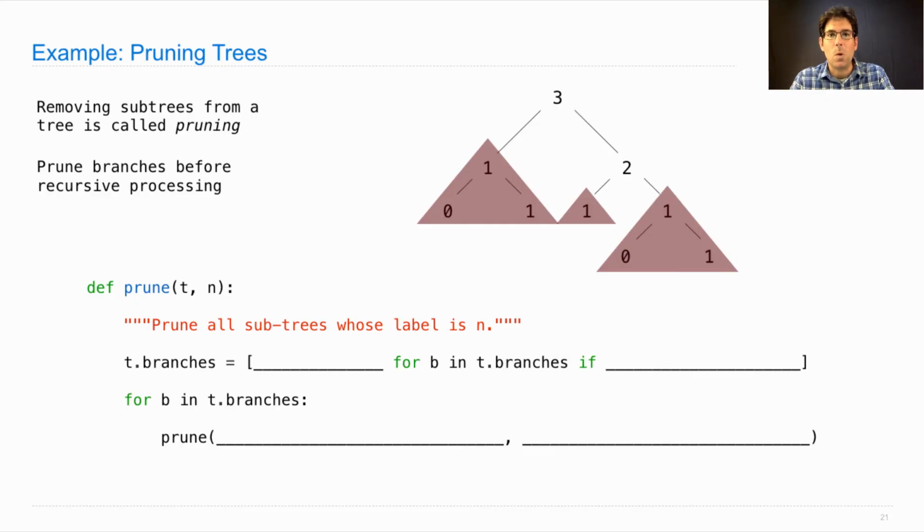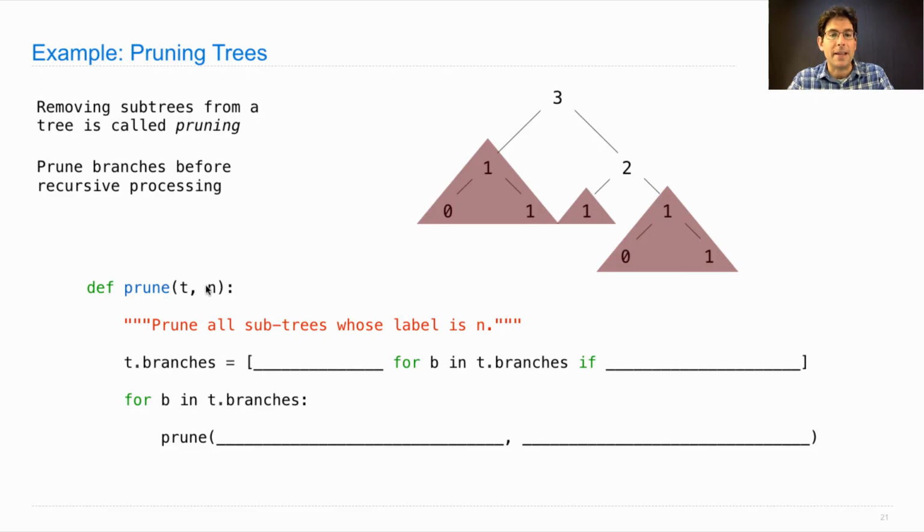The key here is to modify t.branches by setting it equal to a new list. We could also change the old t.branches list, but we achieve the same effect by building a new list with a list comprehension. For every branch in the tree, I'm going to keep it in t.branches if its label is something other than n.